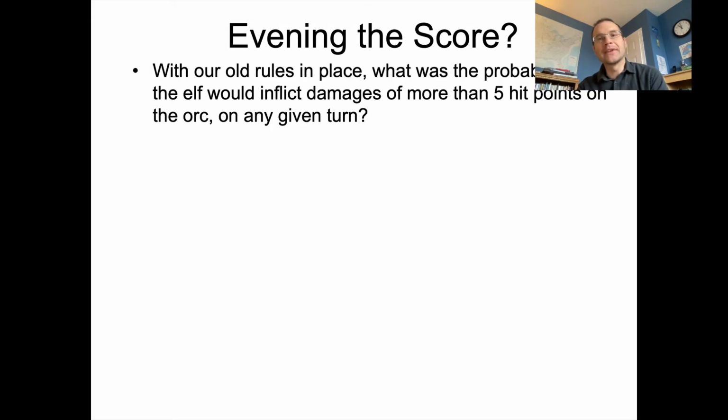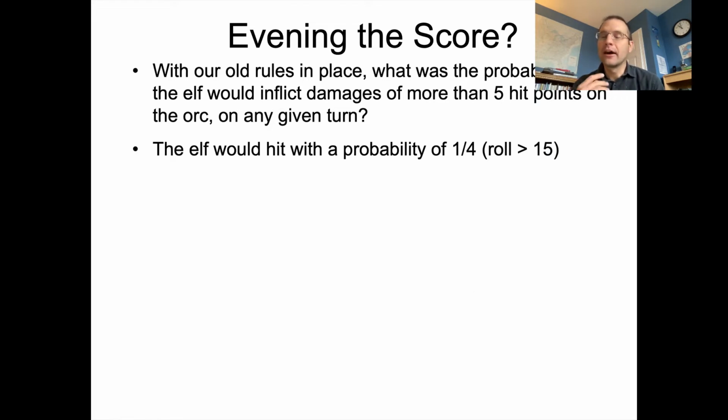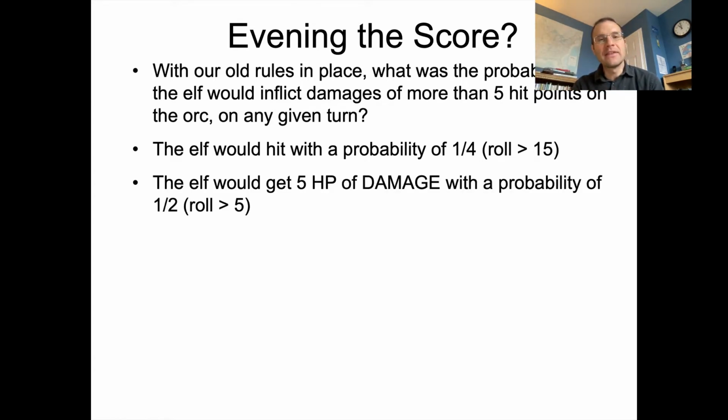With our old rules in place, we could ask, what is the probability that the elf would inflict damage of more than 5 hit points on the orc on any given turn? I'll let you think about that for a second. But remember, we have a d20 in play, and we have a d10 in play. What probabilities do we have to consider to answer this question? Well, there are 2 different events. The elf would hit the orc with a probability of 1 out of 4, anytime you roll greater than 15 with one of these out of 20. And then secondly, the elf would get more than 5 hit points of damage with a probability of 1 out of 2.